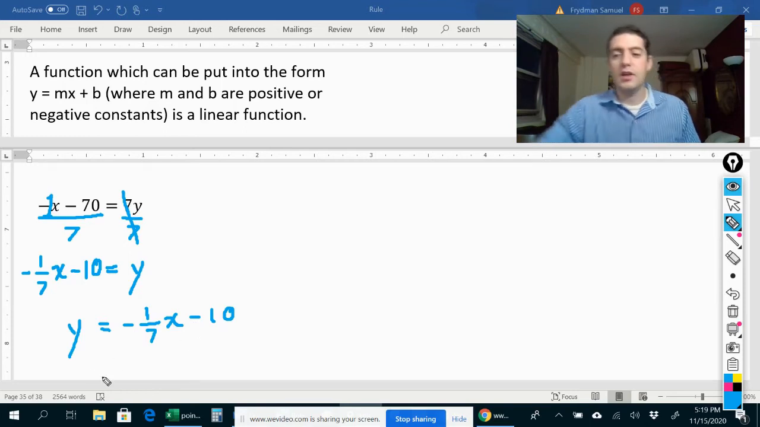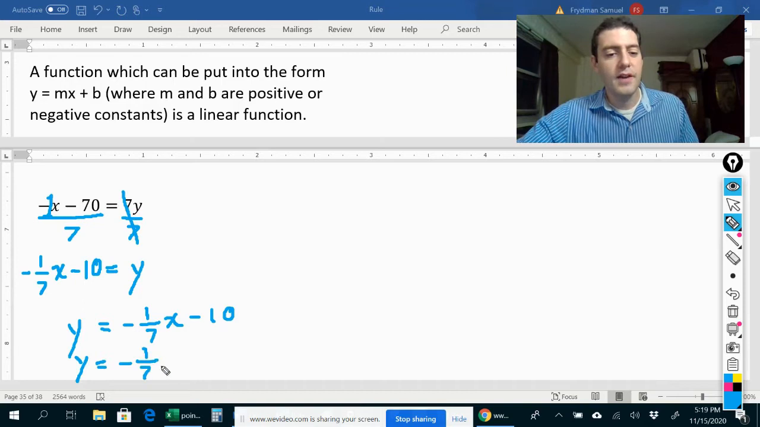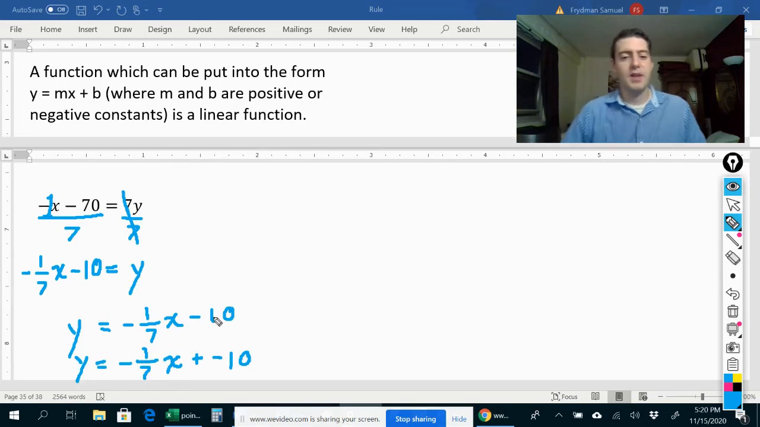And actually, what I could do is like what I did in the first equation. I could rewrite this, instead of -10, I could rewrite it as plus negative 10, because plus negative 10 means the same thing as minus 10. And you can see that my b value is negative 10. So this is perfectly fine. It's okay to have fractions. It's okay to have decimals. It's okay to have negative numbers.